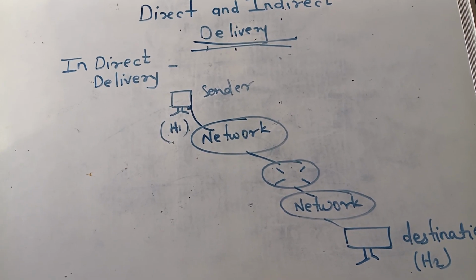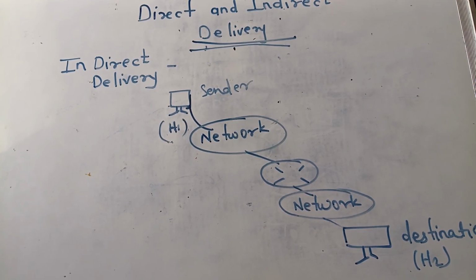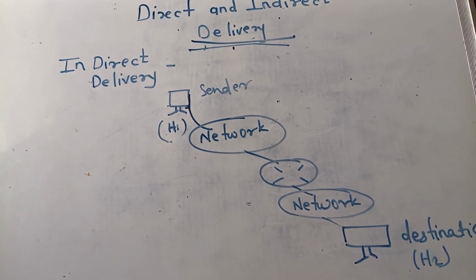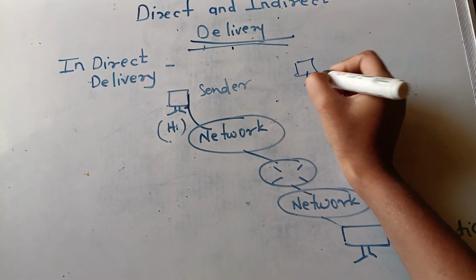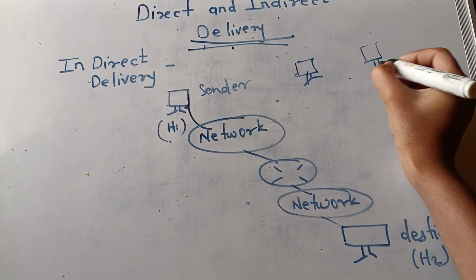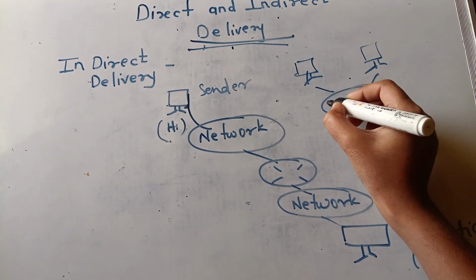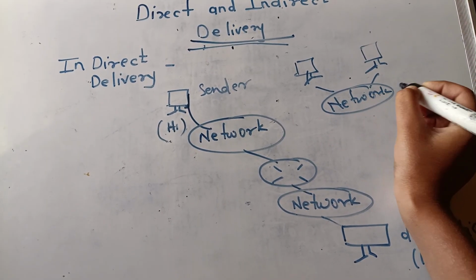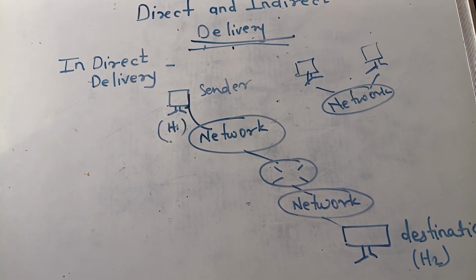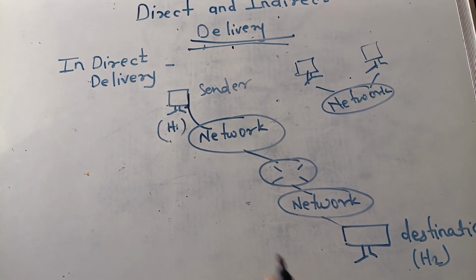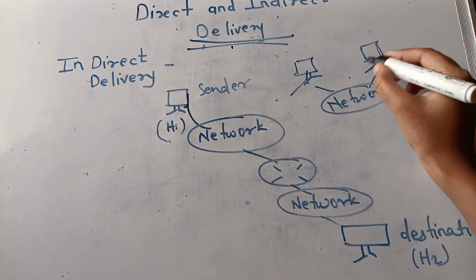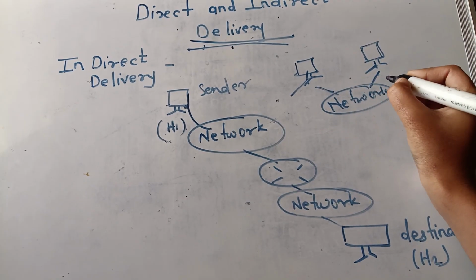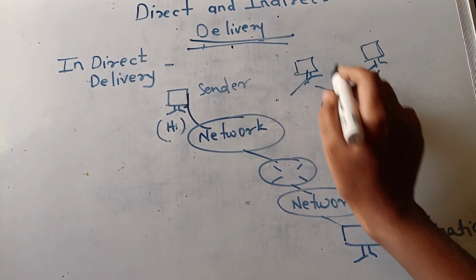We can call it a direct delivery if my host and my receiver are connected to the same physical network. This was the condition: this was the host or sender, and this was the destination, and both were connected to the same network. I have written this in the previous diagram. If you don't get it, you can take a screenshot, come back to this point again and recall this. So since the sender and destination are connected to the same physical network, this is a direct delivery.